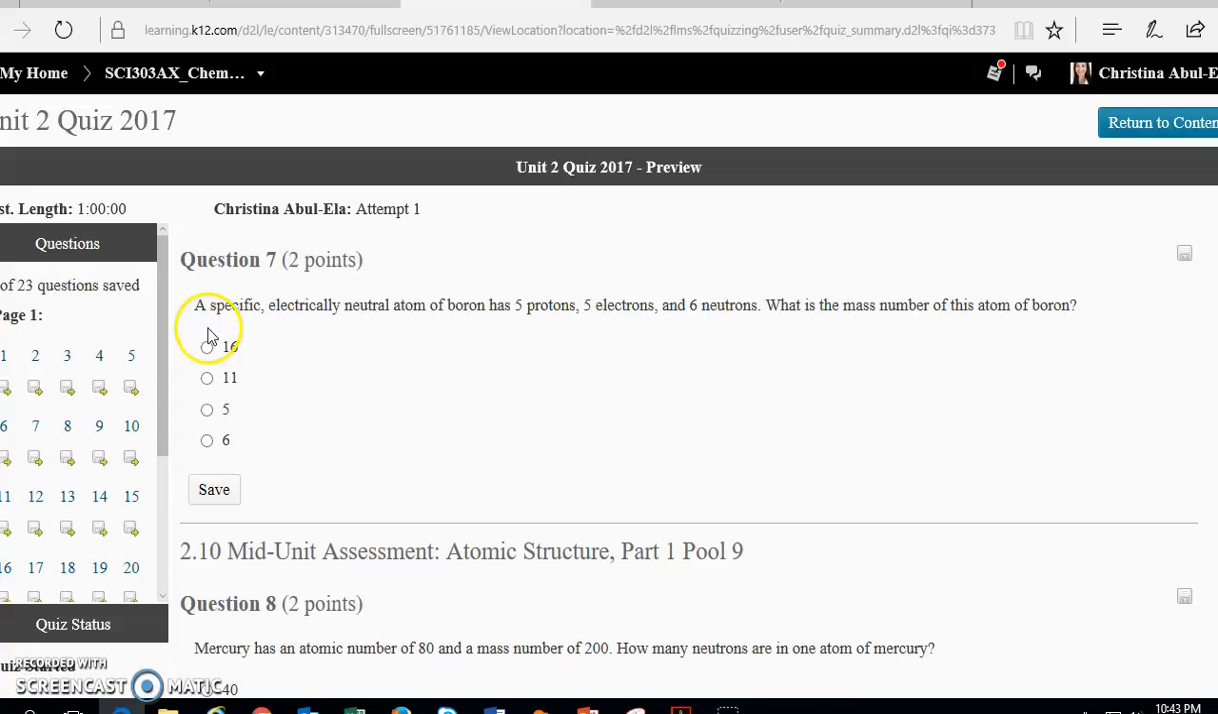Question 7. A specific electrically neutral atom of boron has 5 protons, 5 electrons, and 6 neutrons. What is the mass number of this atom of boron? Is it 16, 11, 5, or 6?